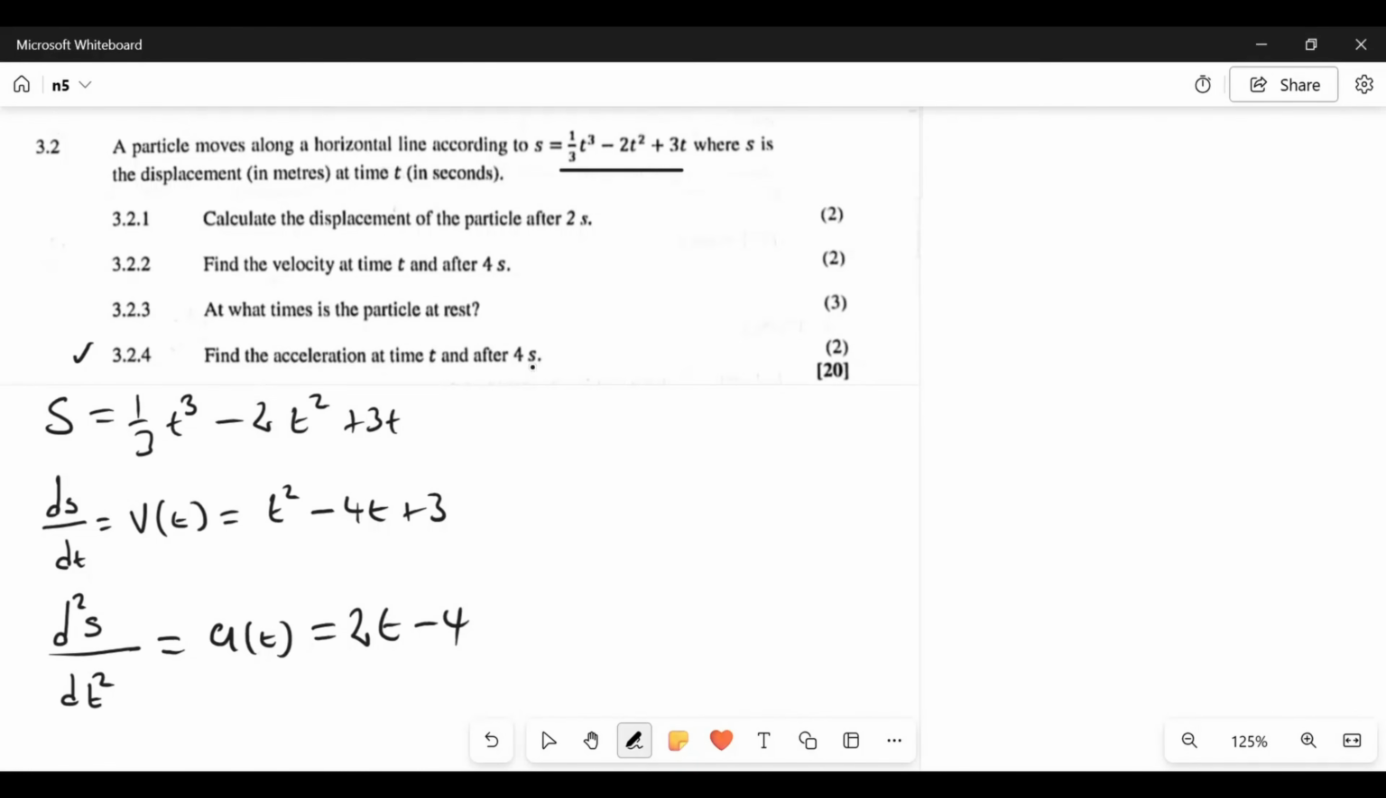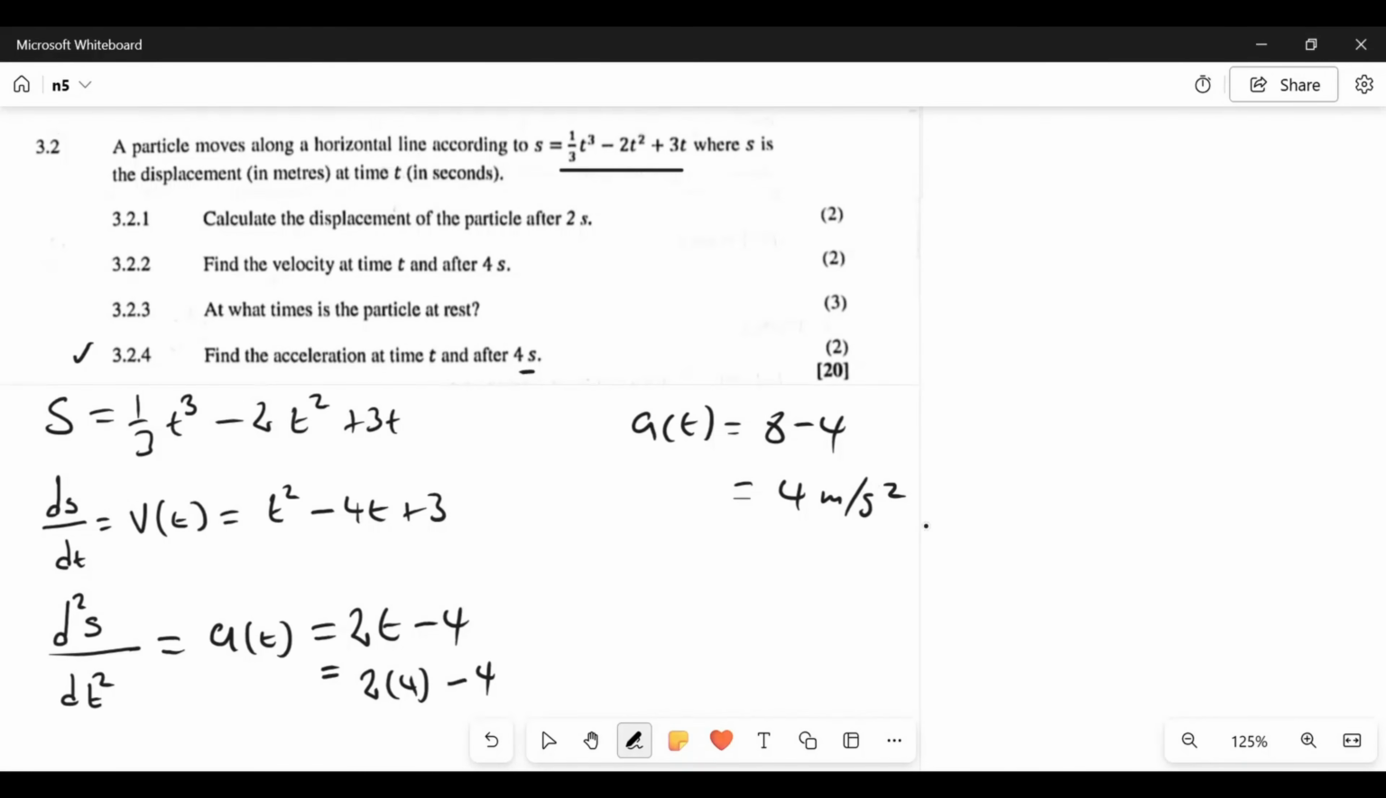Right, so all you have to do now is substitute our time, which is 4 seconds from the statement, into our formula. As you can see, we have 2t minus 4. So wherever there is t, we put 4 there. So it's going to be 2 multiplied by 4, minus 4. So if you continue, a of t, which is acceleration, is going to be 8 minus 4. And then this is going to give us 4 meters per second square.